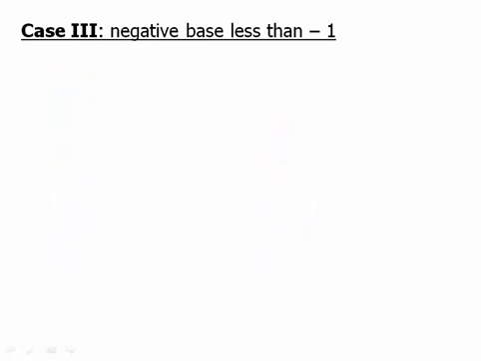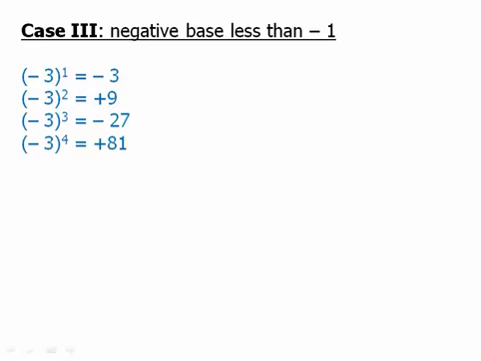Now, even more interesting, let's talk about a negative base less than -1. So this is a number that is negative and it has an absolute value more than 1. So for example, let's just take -3. -3 to the 1 is -3. -3 squared is positive 9. -3 cubed is -27. -3 to the 4th is positive 81. -3 to the 5th, we talked about this a little in the last video, 3 to the 5th is 243, so -3 to the 5th is -243. And -3 to the 6th is positive 729.